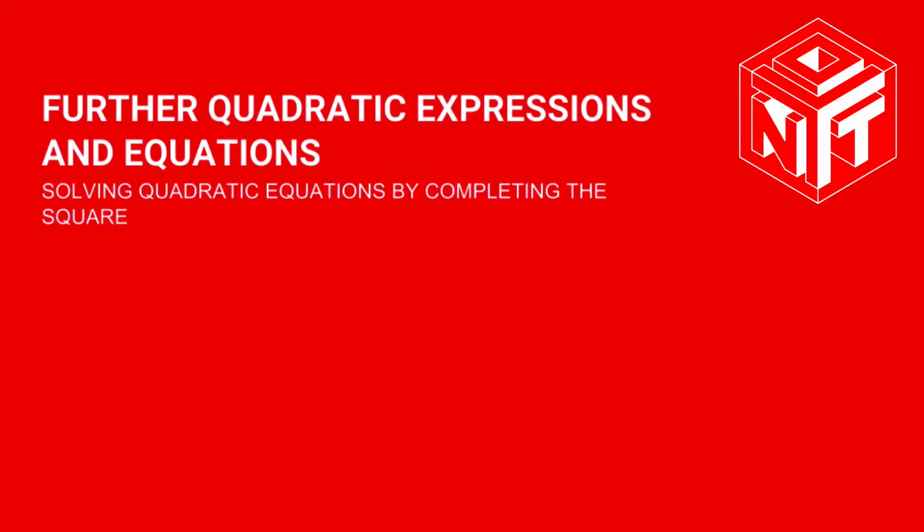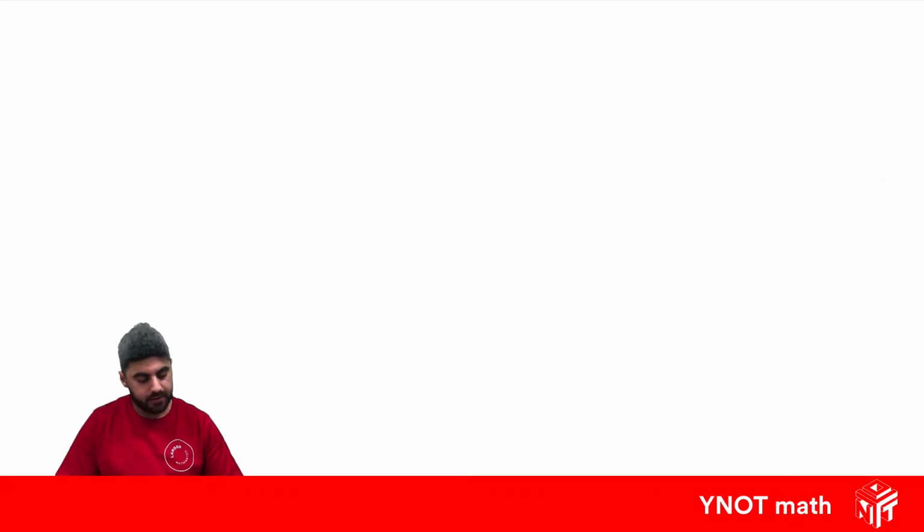Solving quadratic equations by completing the square. So when we talk about completing the square, we're talking about making a quadratic equation in the form of x plus or minus a number squared. And that's what we're trying to do. We're trying to look for a number that's going to make it a perfect square.